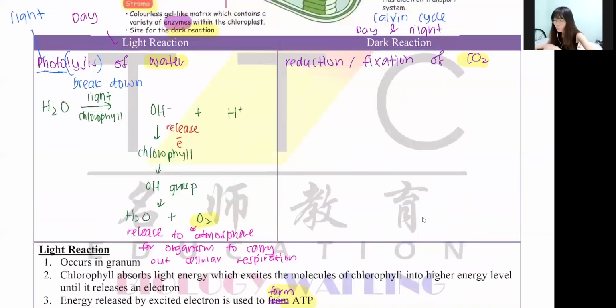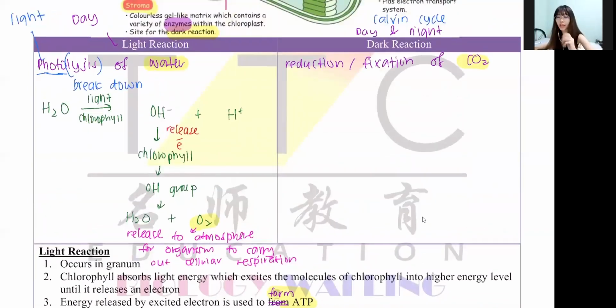Now, done with OH minus, we have to look at the H plus. H plus also got charge, right? So I don't want them to have charge. Since minus is to release electron, then plus, what we're going to do with it? We're going to receive electron. Where do we receive electron from? Since OH minus released to the chlorophyll, right now I'm going to receive the electron from the chlorophyll again. So we're going to draw over here.